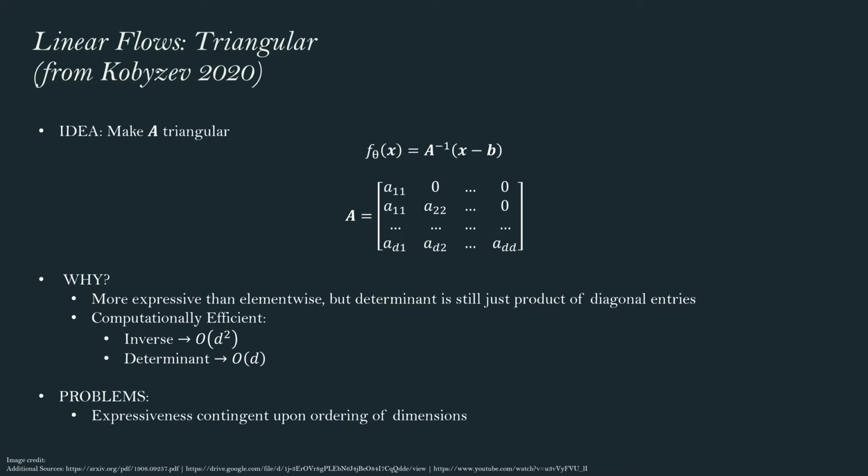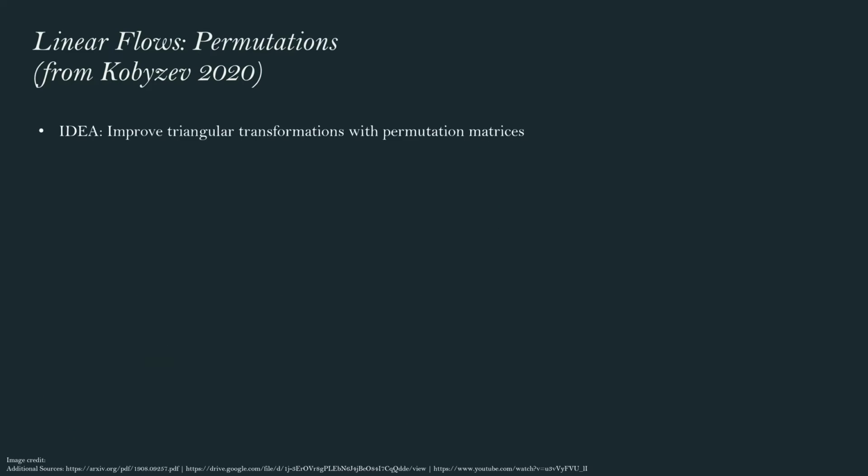However, this expressiveness is contingent upon the ordering of the dimensions. So in this case, Z1 is only a function of X1, Z2 is only a function of X1, X2. So that's not going to change. So you've kind of handicapped yourself a little bit here. And also it's still linear, but all of these are. So how do we get around this?